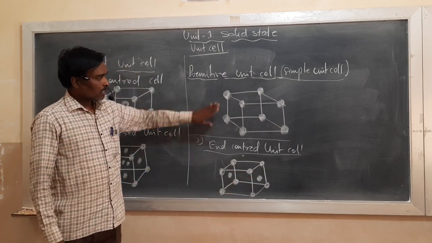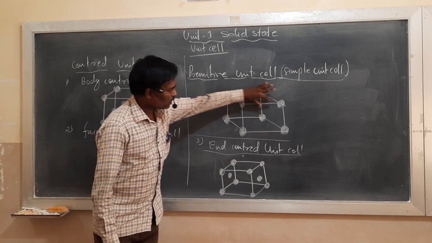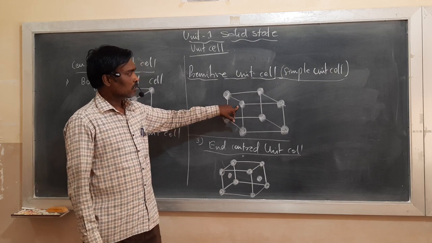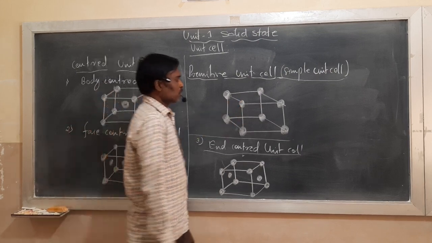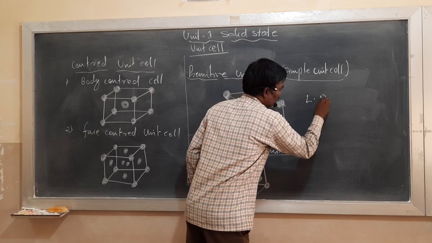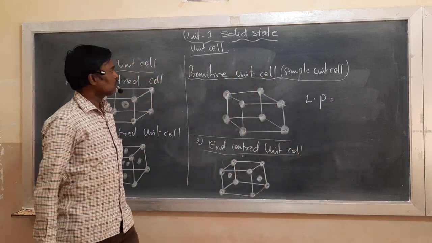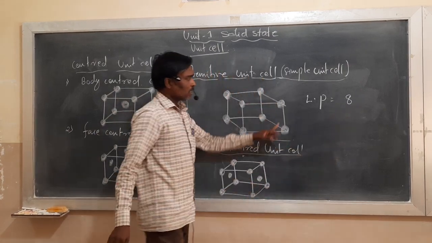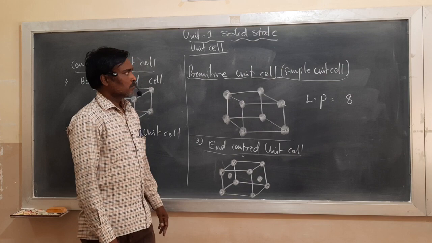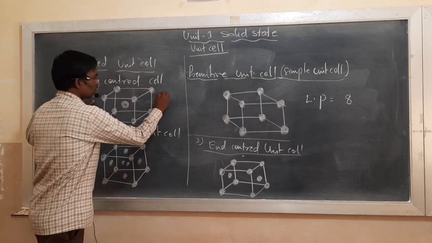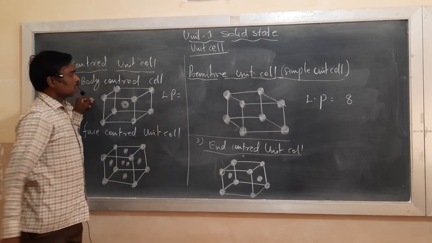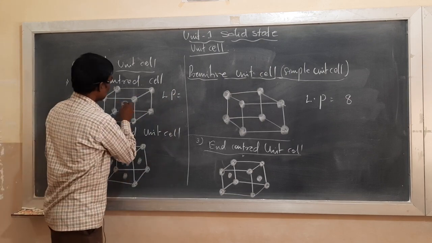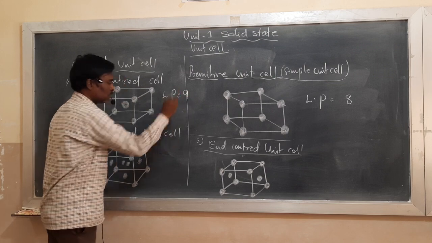Now, these points represent the positions of the constituent particles, and these are called the lattice points. In short, I am writing LP. The lattice points in simple cubic unit cell is 8, because there are 8 corner particles. And the lattice points in body centered cubic cell is 9: 8 corner particles and 1 at the center of the cube.